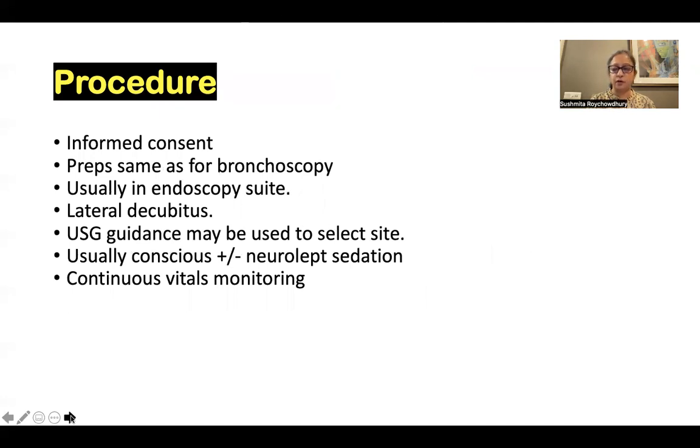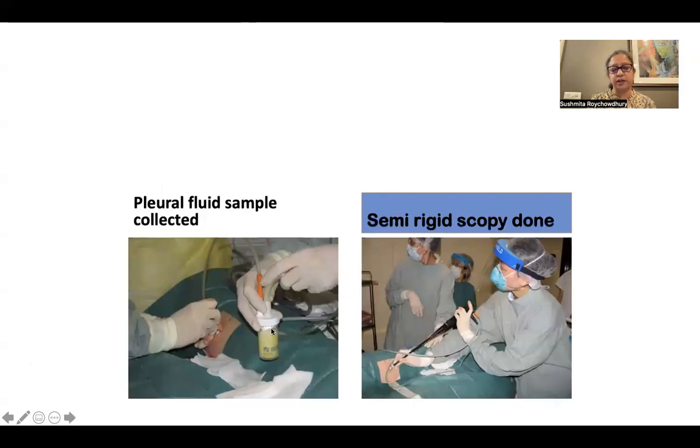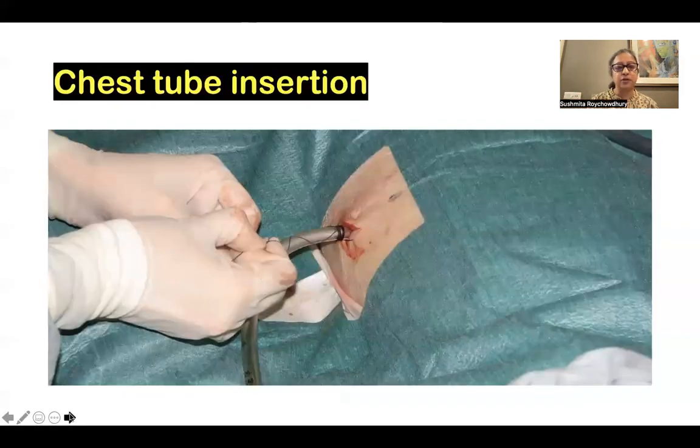So the procedure: obviously, informed consent is most important. The preparations are as done in bronchoscopy, 6 hours fasting, lateral decubitus. By USG guidance, we look at the best site in the safe triangle. After conscious sedation and vitals monitoring, we put in a trocar, take out as much fluid as you can, and then the semi-rigid thoracoscope, which looks like a bronchoscope but is rigid for the first 2/3 part and flexible in the last 1/3 part, is put in to examine.